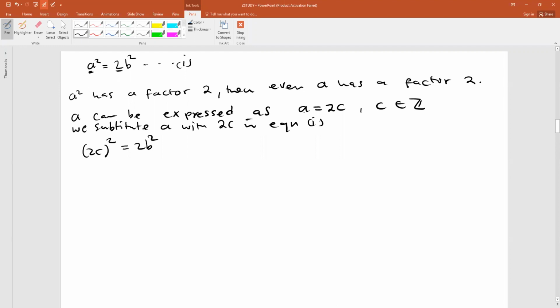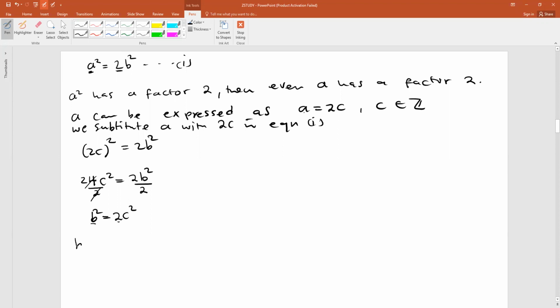That's what we have. Then you can say 2 to the power 2, because this square is for both 2 and c. We're going to have 4c squared is equal to 2b squared. Then we divide through by 2 so that b squared is equal to 2c squared. So b squared has also been expressed as that.